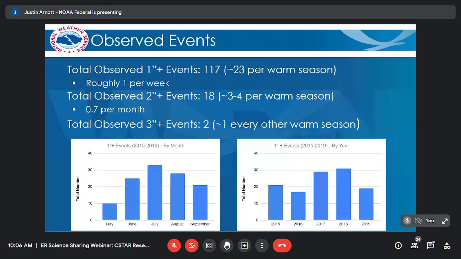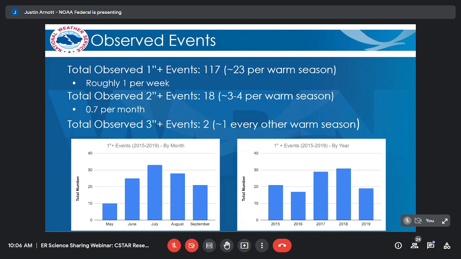And I'm not going to spend too long on the climatology, but just some basic facts that we've seen. This is over New England, that we had roughly just over 20 events per warm season, which equates to maybe about 1 per week over the course of the study period. We had 18 2-inch events over the time frame, which is 3 to 4 per warm season, or maybe getting close to 1 per month. And then we only had a couple of 3-inch events, and so that shows you that they're not even an annual occurrence. That's again a 3-inch event on the scale of a 1,000 square mile area.